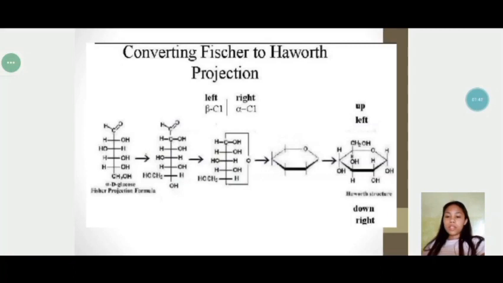So in the Fischer projection, if the OH group was on the right side, it is positioned below the ring in the Haworth projection.